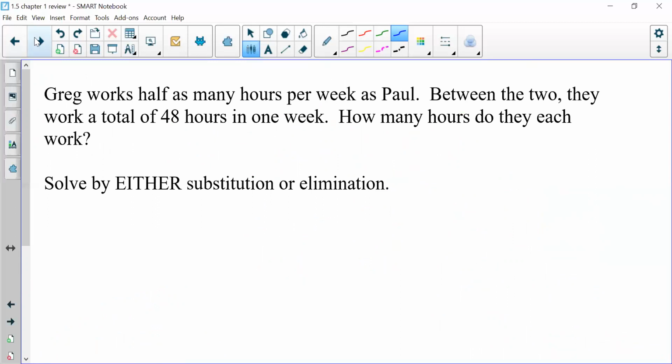This one says Greg works half as many hours a week as Paul. Between the two of them, they work a total of 48 hours in 1 week. How many hours does each person work, Ian? Okay. Can you start me from the beginning? Like, what were your variables? What was your equation?